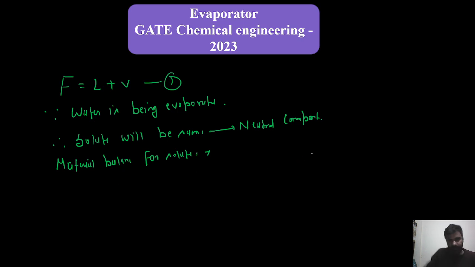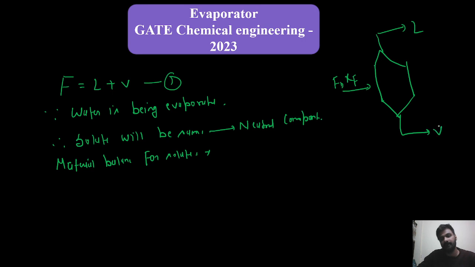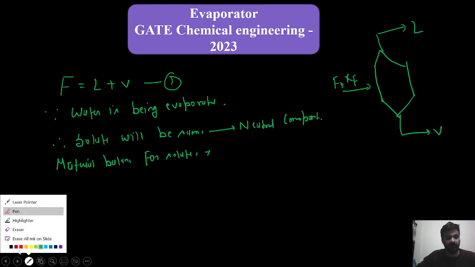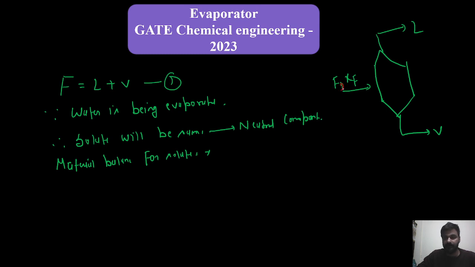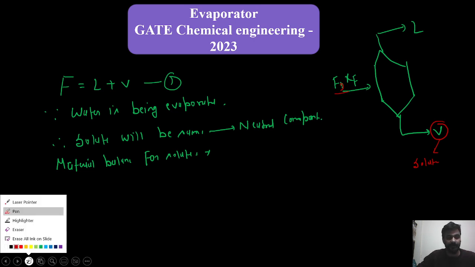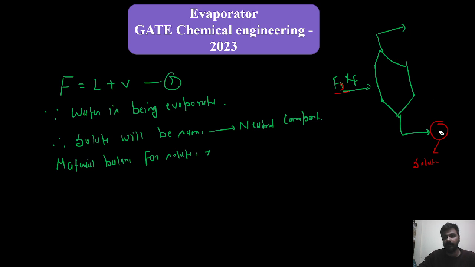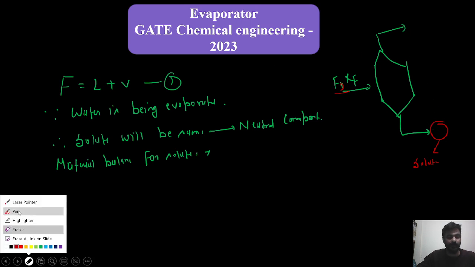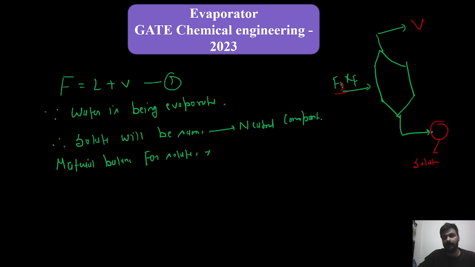So in this diagram you can see, if this is our evaporator, and feed is going in with mole fraction of solute in feed XF, and here it is L and here it is V. One very important thing you need to understand is that the feed contains solute. Sorry, I made one mistake here, let me correct it. Here it will be vapor and here it will be liquid, sorry for that. Here it will be, my dear student, vapor, and here it will be liquid.